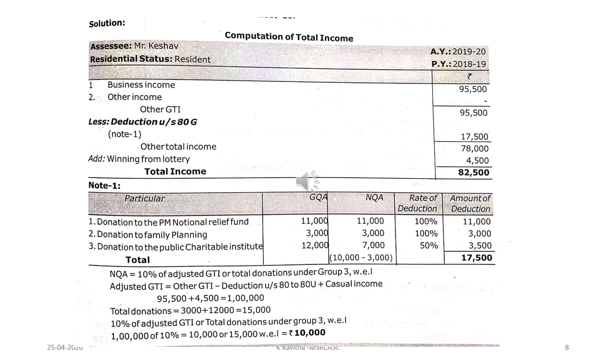So now by adding up all the three, total it comes to 17,500. This 17,500 we have to show in the first format, deduction under 80G. So now your total income becomes 78,000, plus if there are any casual incomes, LTCG, we have to add it back. So 4,500 winning from lottery is casual income, so that has to be added and your total taxable income will be 82,500. Hope you have understood this 80G donations deduction.